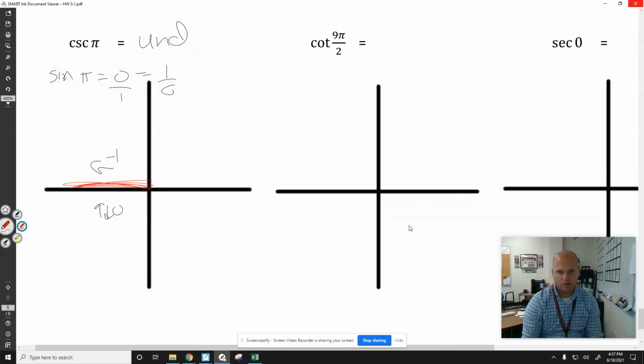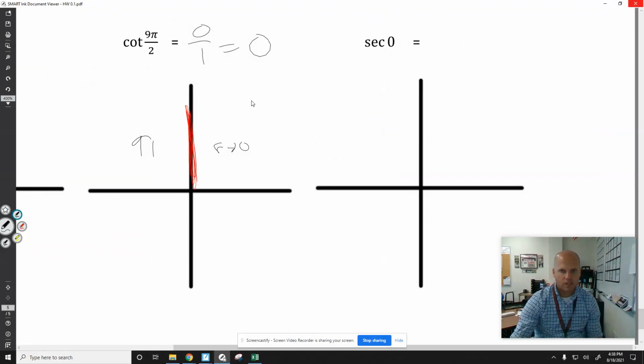9 pi over 2. Let's see. 1, 2, 3, 4, 5, 6, 7, 8, 9. Oh, we were already here. Up 1. Left and right, none. Cotangent, x over y, adjacent over hypotenuse, 0 over 1, 0. Secant, 0. It's going to be 1. I'm just going to write this down.